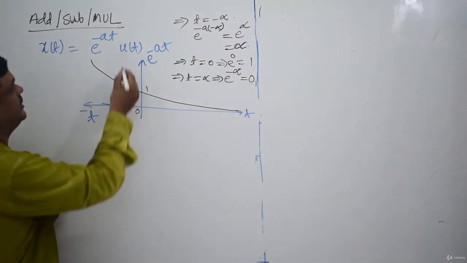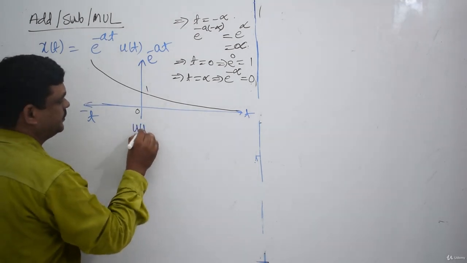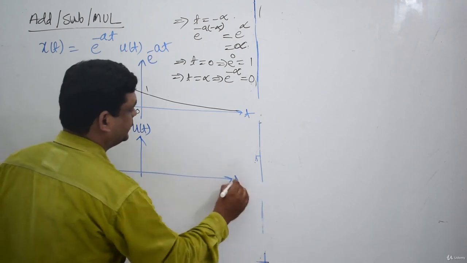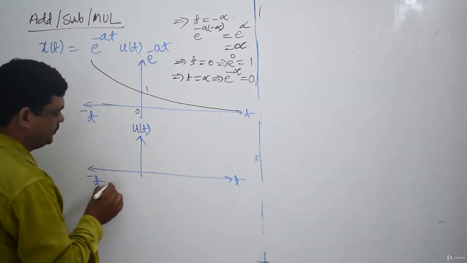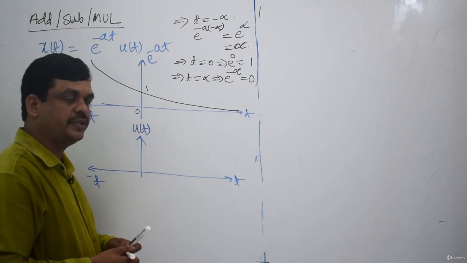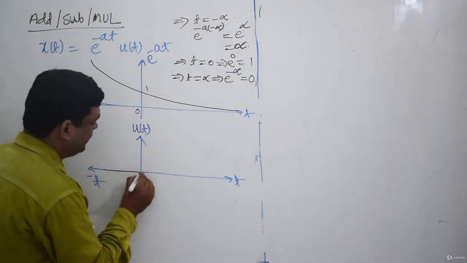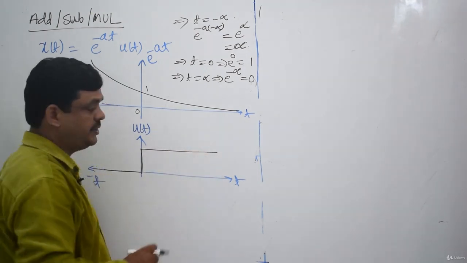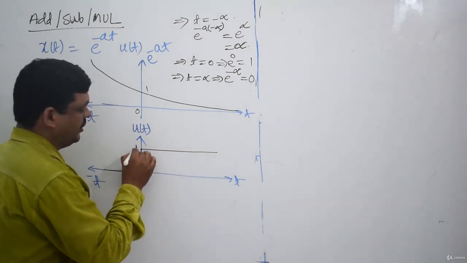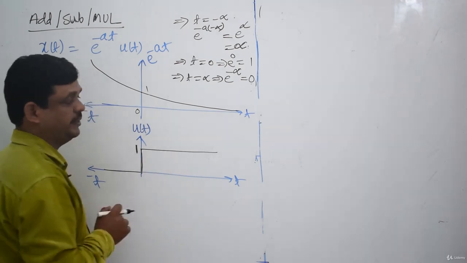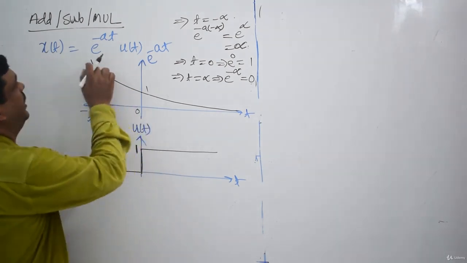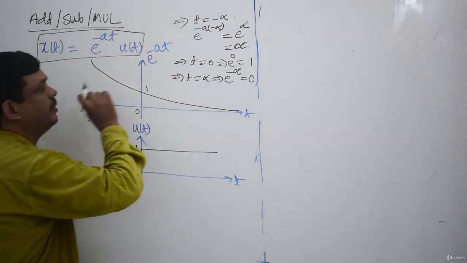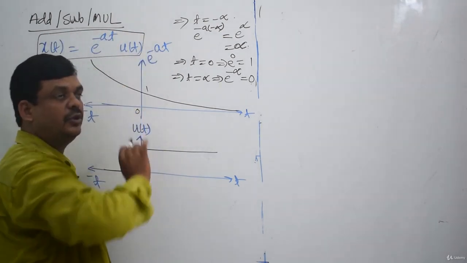Now one more function is there in this, that is u of t. So u of t, we just discussed, is the unit step function. This unit step function is defined from time 0 onwards with constant amplitude. This amplitude is 1. This is u of t. Then the signal required is x of t equal to e power minus at into u of t.